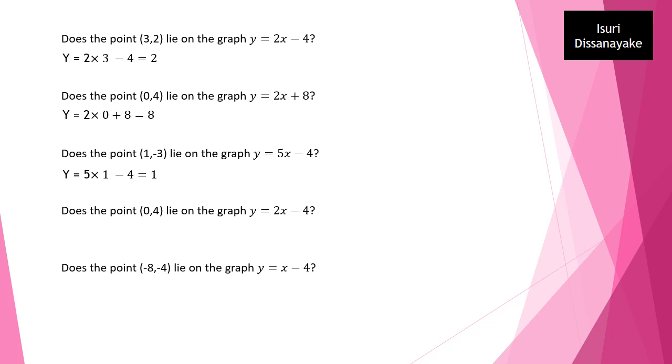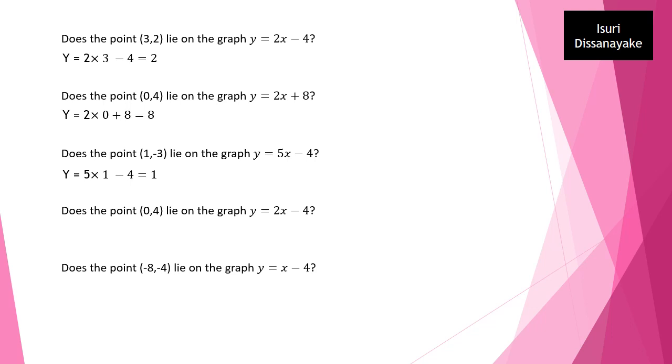5 times 1 is 5, minus 4, it is 1. So your output is 1. When you input 1, your output should also be 1. But according to the point, it is minus 3. So it does not lie on the graph.